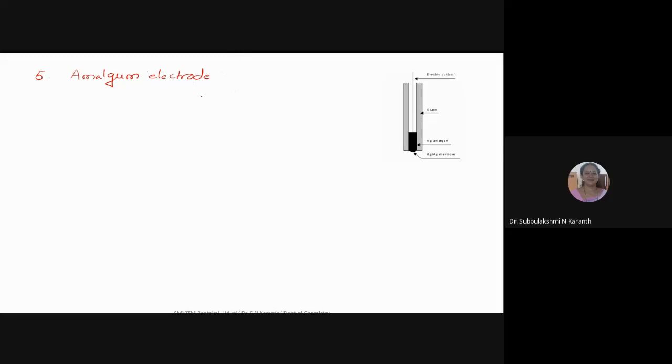How do we represent a metal ion electrode? Like lead, lead is in contact with lead ion. Yeah, this is a metal ion electrode representation. So in the case of an amalgam electrode, instead of using metal, we use metal amalgam. The metal is coated with mercury, and that is dipped in a metal ion solution. This is an example of a metal amalgam electrode.